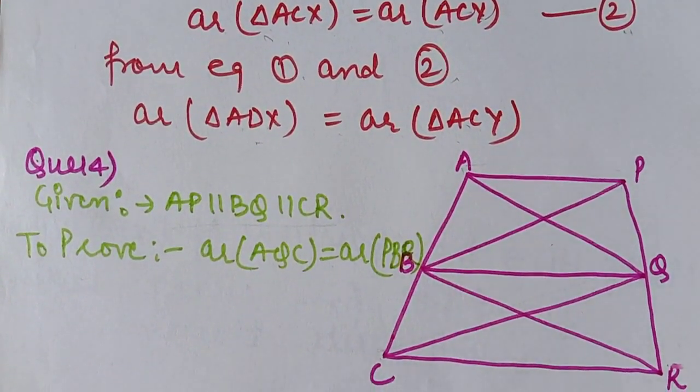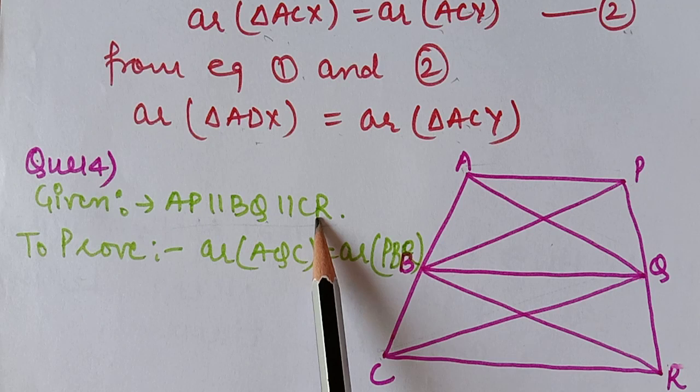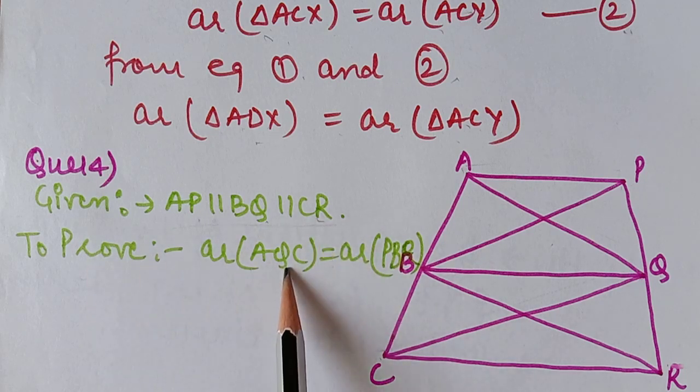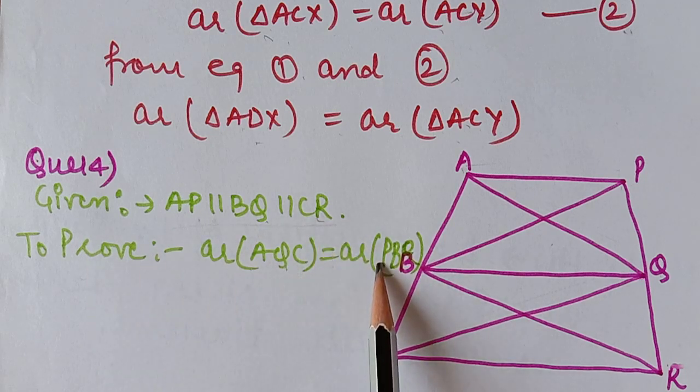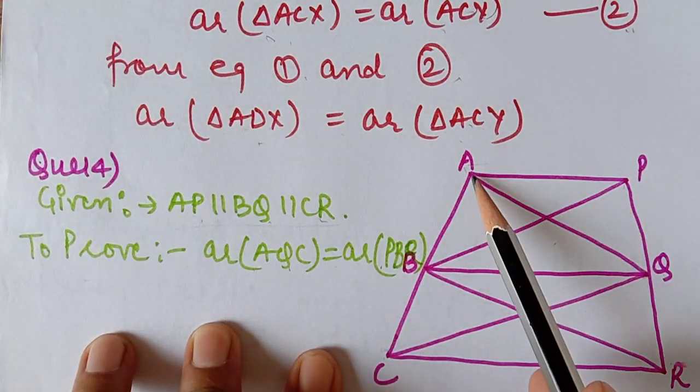This is also a very easy and important question. Question number 14: it is given that AP is parallel to BQ is parallel to CR. We have to prove that the areas of AQC and PBR are equal to each other. So student, it is very easy.